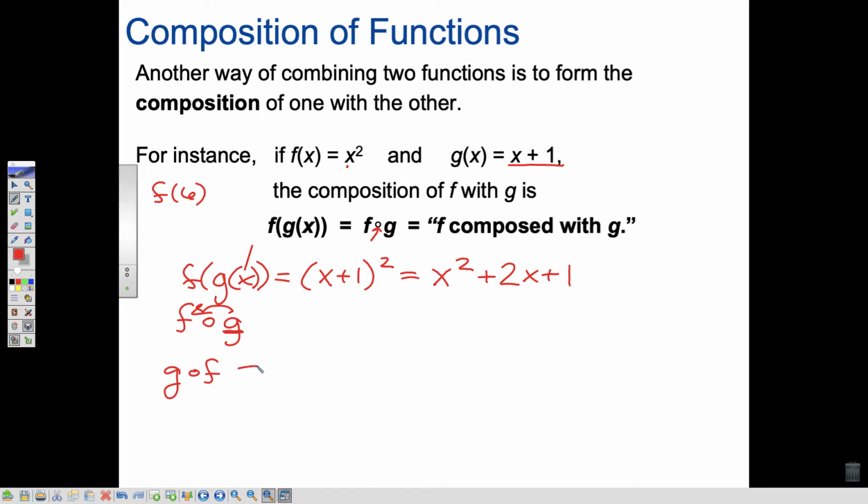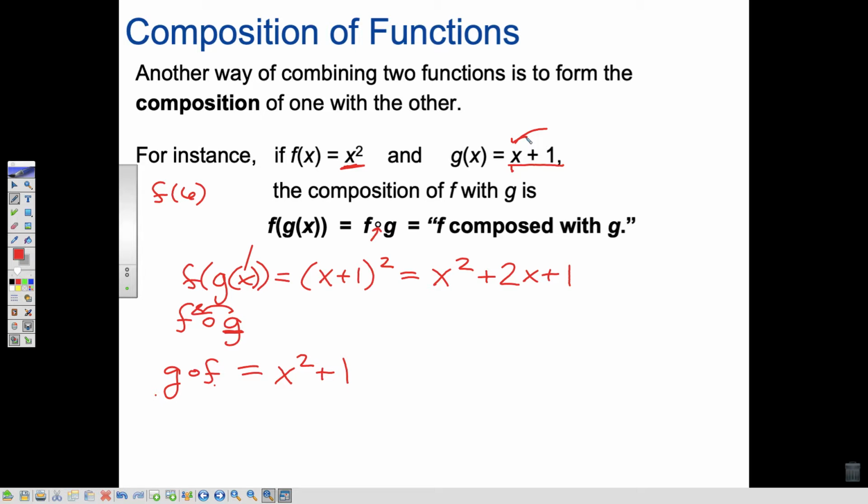So let's do that. In here, I have x plus 1, so my x is going to turn into what? x squared. So it's x squared plus 1. You can't go farther than that, and you're done. I put f into g. This is f, and I put it into the x.